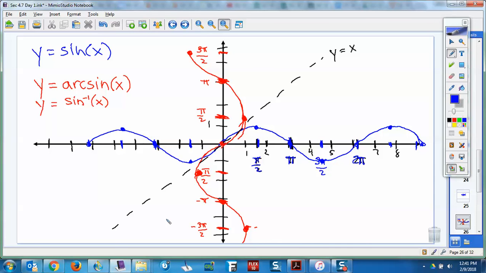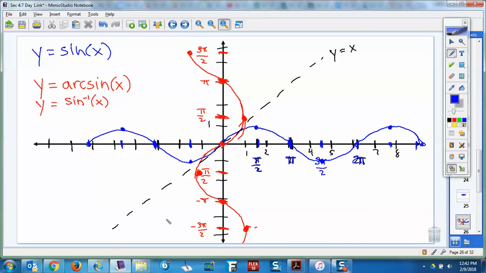But let's just take a couple points. For example, here you got pi halves, 1. So what point should be on the red graph? 1, pi halves. Well, where's 1? Right here? 1, pi halves right there. So I just put them on here. Here's 1, 2, pi halves about 1.57, right? So I just stuck it right about where it goes. Okay? So 1, pi halves.